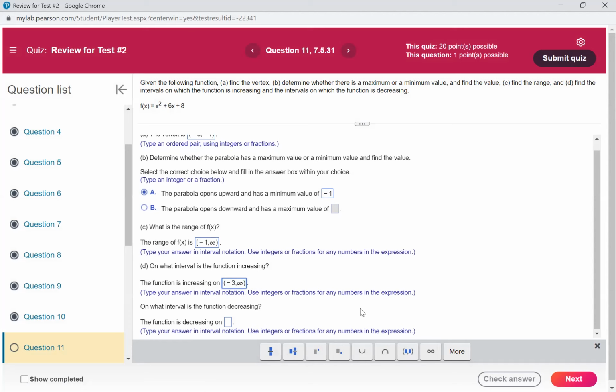And then it says, where's it decreasing? Well, our decreasing, we said, came in from negative infinity up to that negative 3. So on these parabolas, one will start at the number and go to infinity. The other one will start at negative infinity and go to that number. It just depends on whether yours is a minimum or a maximum, okay?